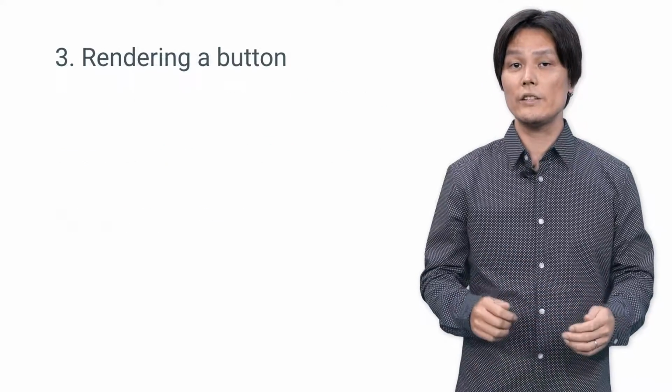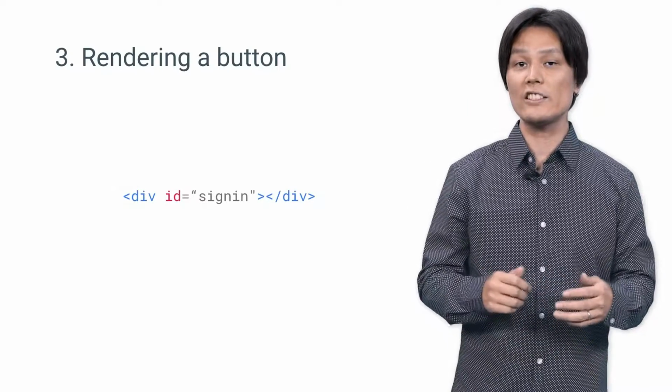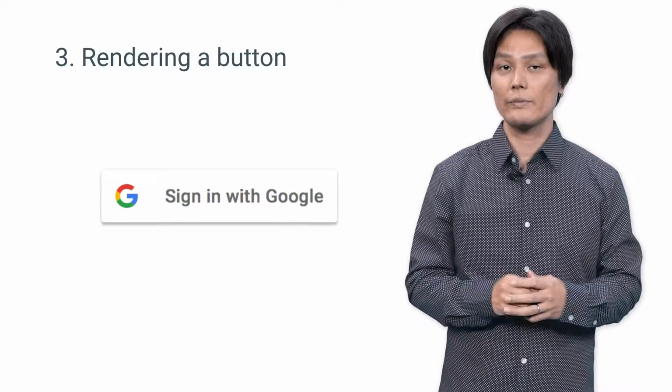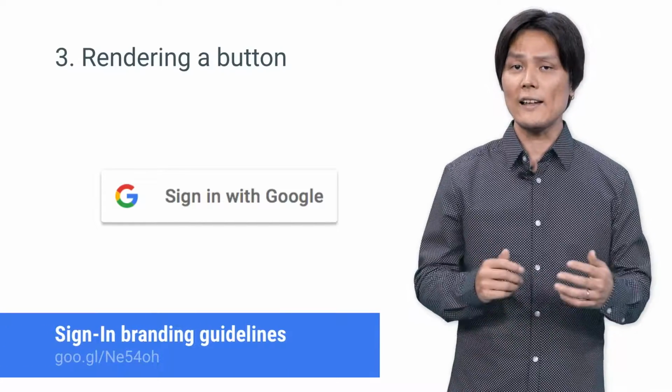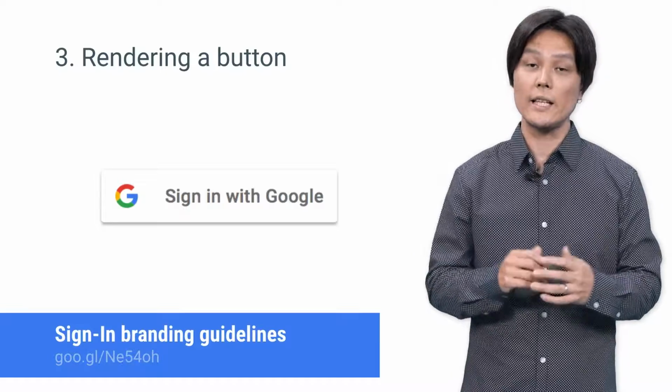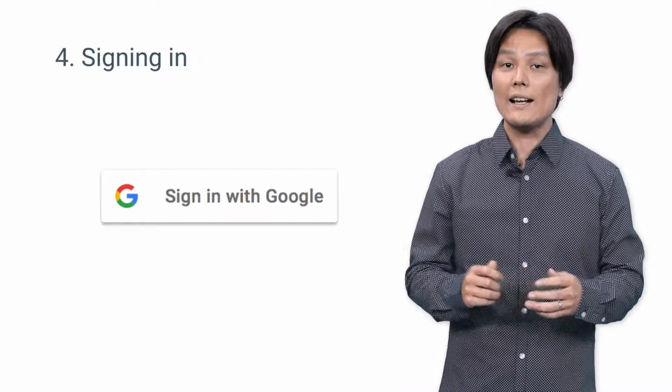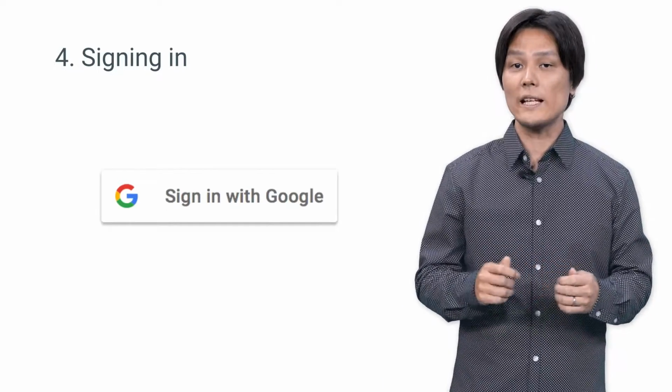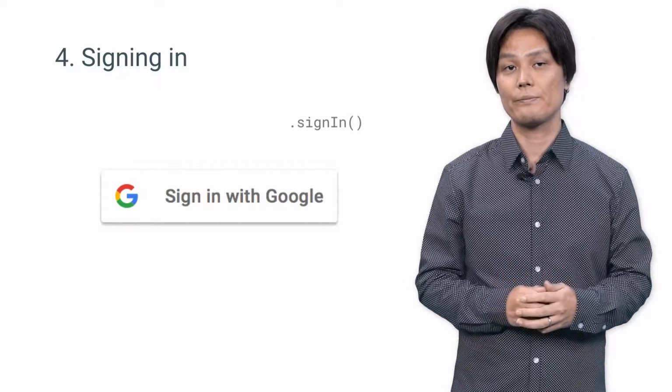The next step is to render a sign-in button. The most generic option to do this is to use a custom button. Put an HTML tag and use regular CSS to design the button. Don't forget to read our guidelines for designing the button. You'll also find the button assets in the same doc. Add an event listener and invoke sign-in when the button is pressed.